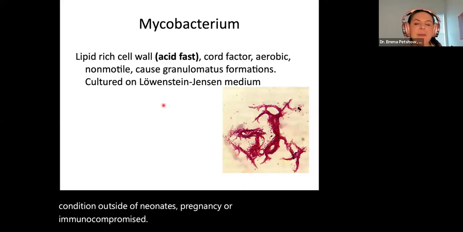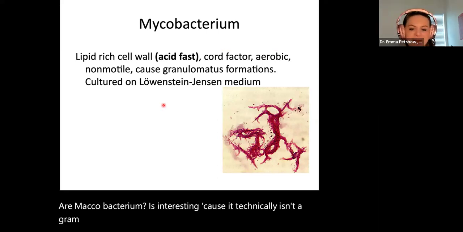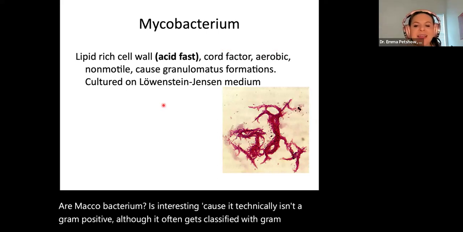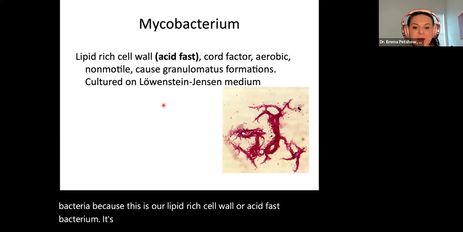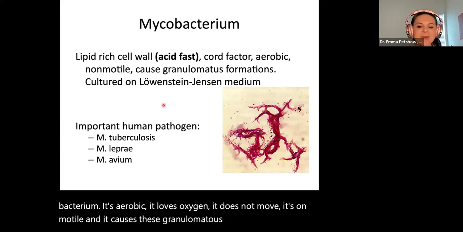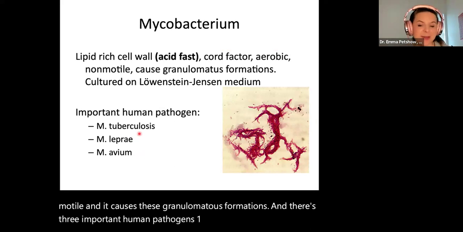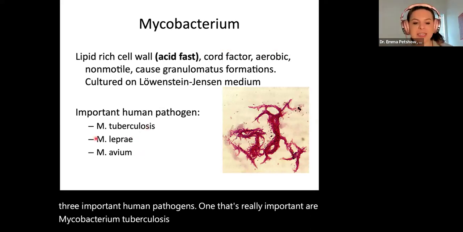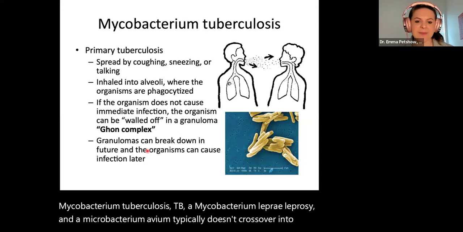Our Mycobacterium is interesting because it technically isn't a gram-positive, although it often gets classified with gram-positive bacteria because this is our lipid-rich cell wall, or acid-fast bacterium. It's aerobic, it loves oxygen, it's non-motile, and it causes these granulomatous formations. And there's 3 important human pathogens. One that's really important, our Mycobacterium tuberculosis, TB, our Mycobacterium leprae, leprosy, and our Mycobacterium avium typically doesn't cross over into humans, although we'll look at it today.